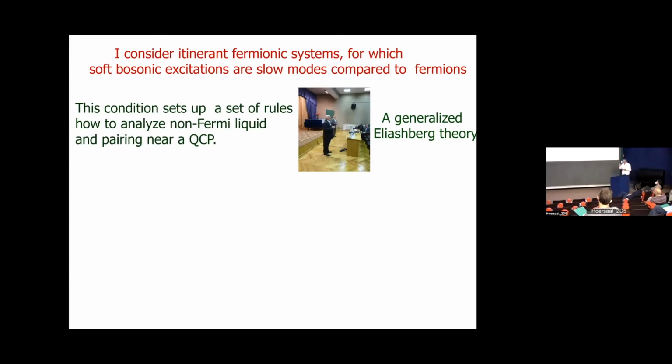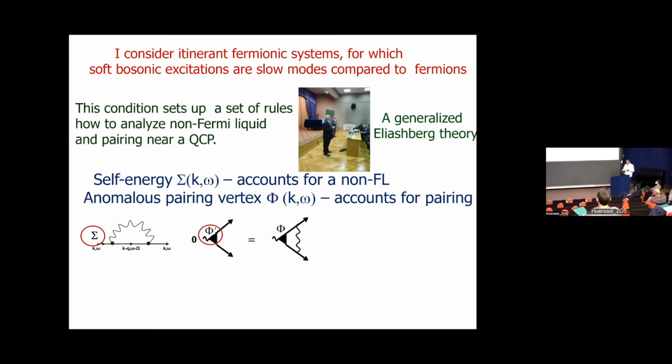Namely, we know in this situation how to solve the problem. And we know that there are potentially small parameters that allow us to do what we are doing. And what we are doing is this. We have two ingredients that tell you two pieces of information about the system. One is the self-energy, which accounts for non-Fermi liquid physics. And another is what is called the anomalous pairing vertex, which you put in the system to probe pairing between fermions. Both are generally functions of momentum and frequency. This is, of course, omega, minus omega, k and minus k for the vertex, or k and omega simply for the self-energy.